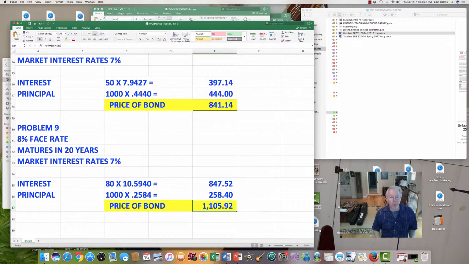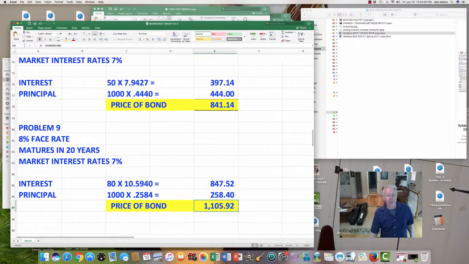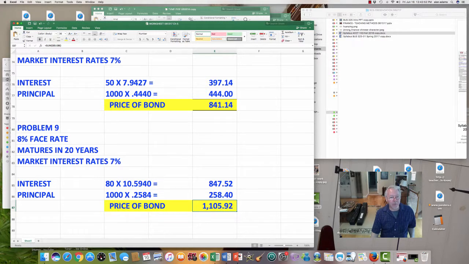And I'm going to have to pay a premium for that bond because my bond pays 8%. Hold on one second. 8% bond, market interest rates. If I want to buy that bond, and you own a bond that's paying you 8%, best I can do is 7%, so you're going to make me pay a little bit more for your bond. That is a premium, and for that $1,000 bond, I'll have to pay $1,105.92.